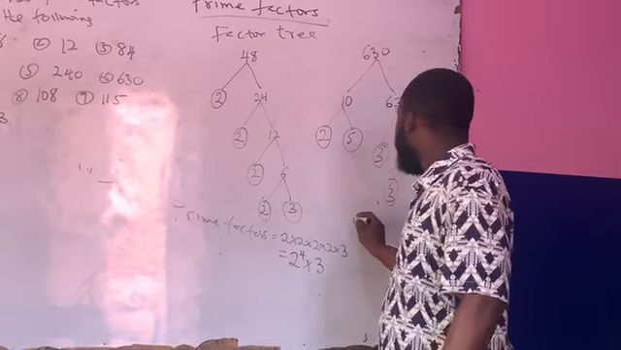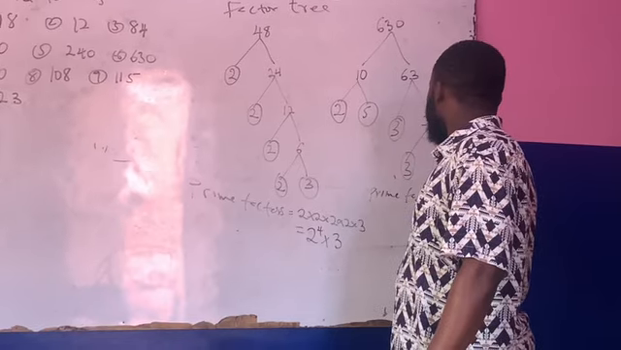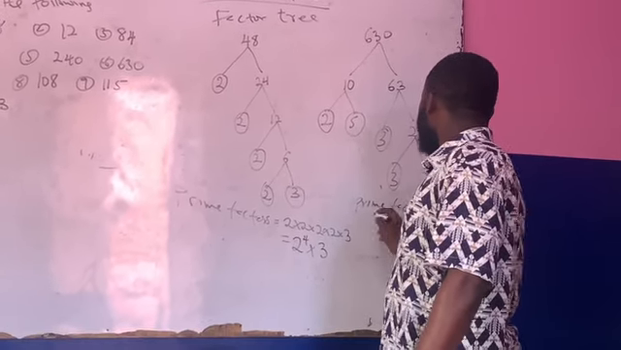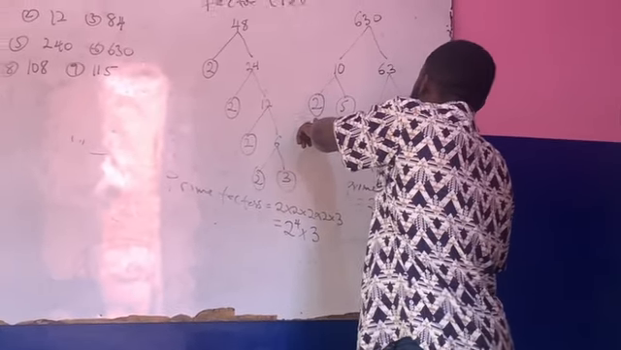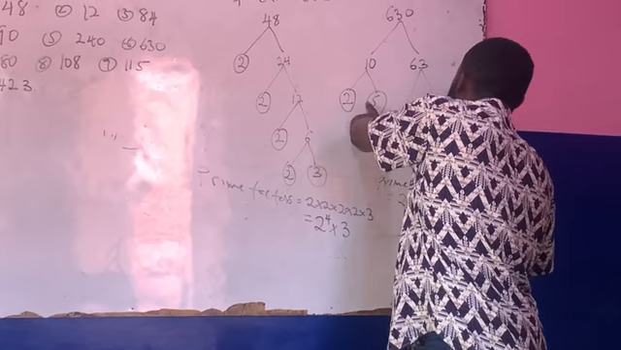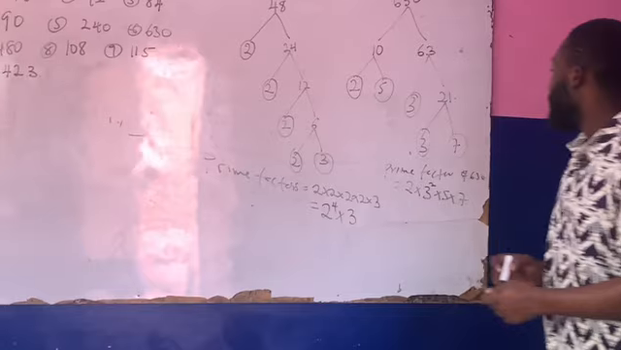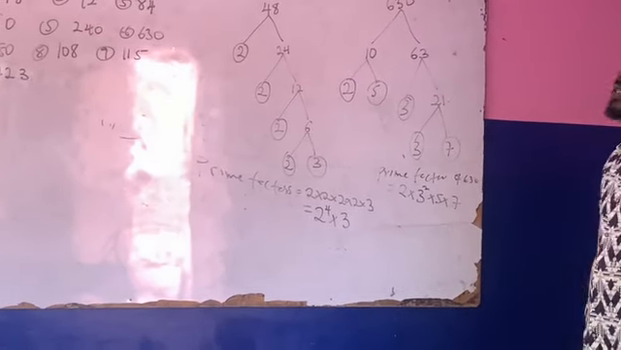So the prime factor of 630 is going to be, we have only one 2, so 2 times 3 to the power 2 times 5 times 7. So we have 2 times 3 raised to the power 2 times 5 times 7.